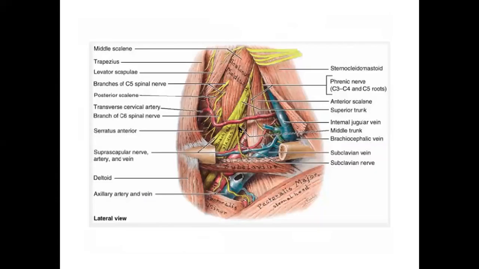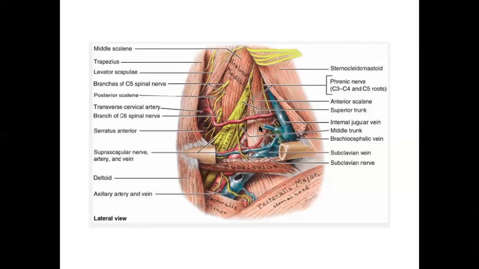Now what did I do to show you the trunks? I've cut down the, what is this? Clavicle. Removed the clavicle so that you can see the contents of subclavian triangle, that is the lower part of the posterior triangle. You can see transverse cervical artery, trunks of the brachial plexus, and their branches.